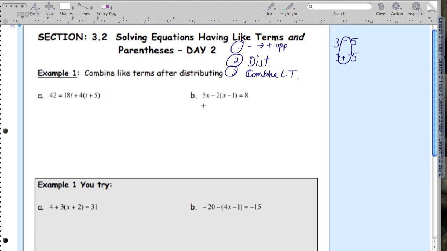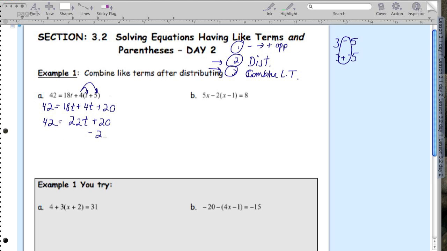Combining like terms. So we're going to go through those same steps that we did when we first learned how to simplify expressions. First, is there any distributing? I'm only going to focus on these two. Is there any distributing? Yes, there is. So I'm going to distribute that in. 18t plus 4t plus 20. Are there any like terms that can be combined? Well, 18t and 4t would give me 22t. 22t plus 20. And now that's as far as I can go. And so that means I'm ready to bring down my 42 and start solving.